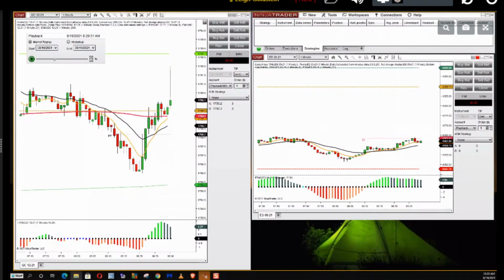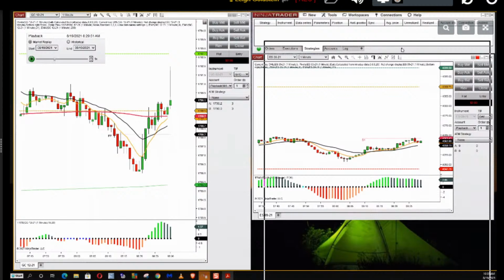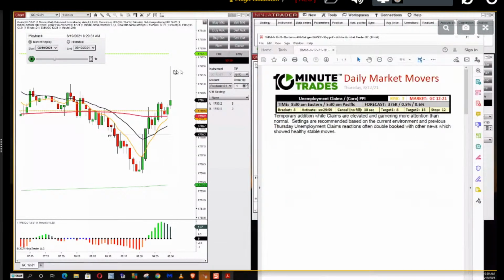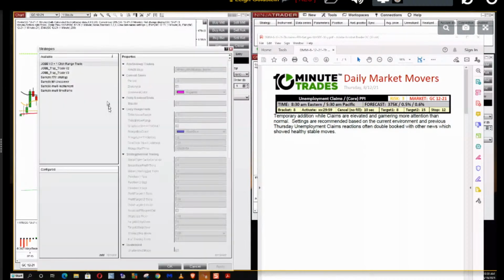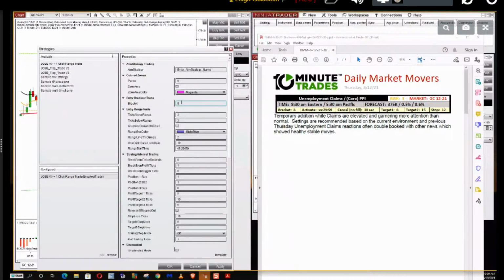You want to use the most recent Thursday claims setup, okay? So here's a very recent 8:30 Thursday. This was last week because we traded. So I'm going to set up my trade on gold. Use the strategy as if I'm trading live, no different. So it says a bracket of 8. So I use a bracket of 8. Targets of 8 and 15. I would use a little bit smaller targets. I would go 6 and 15 because it's shown in the morning that it's pretty choppy. A stop of 12, okay?